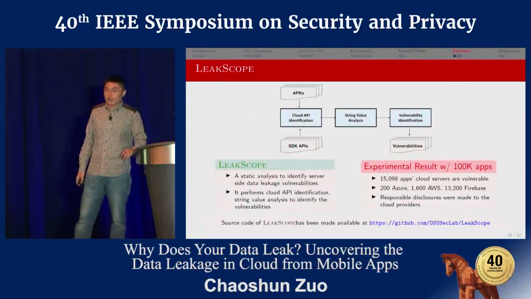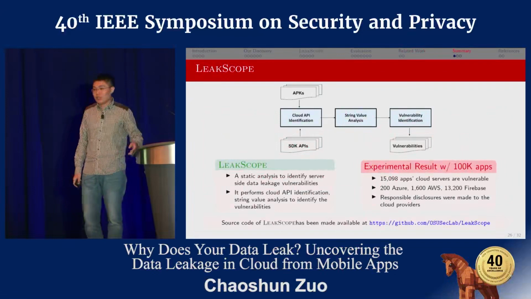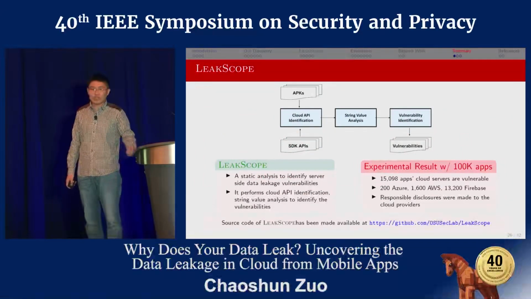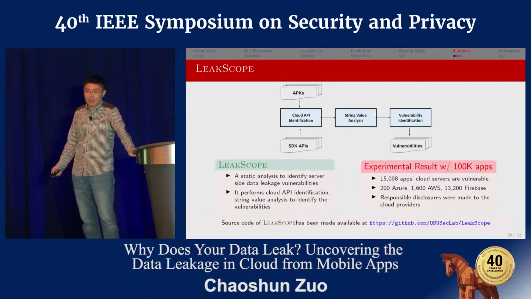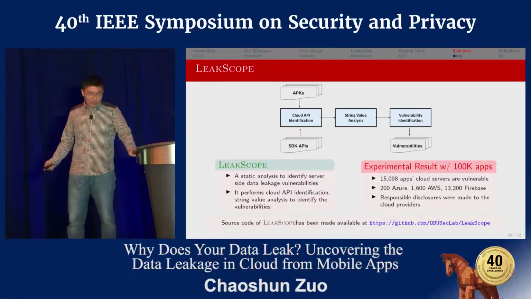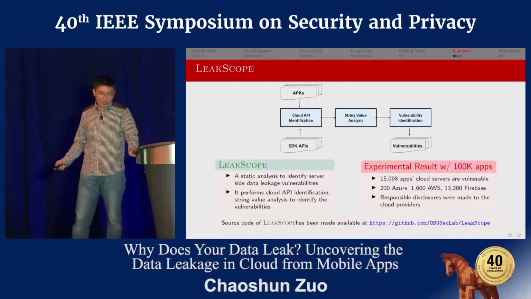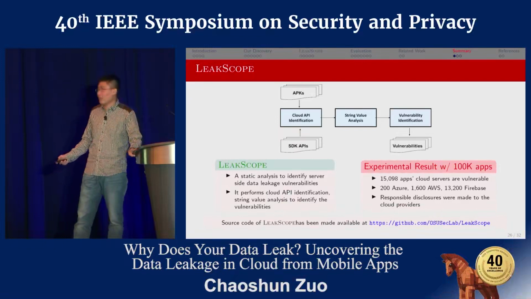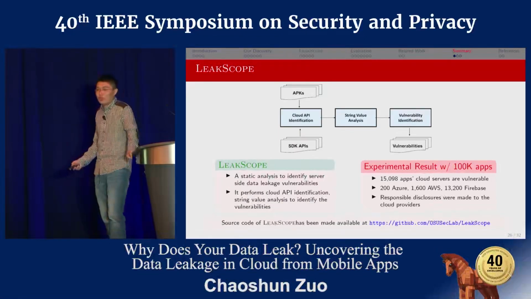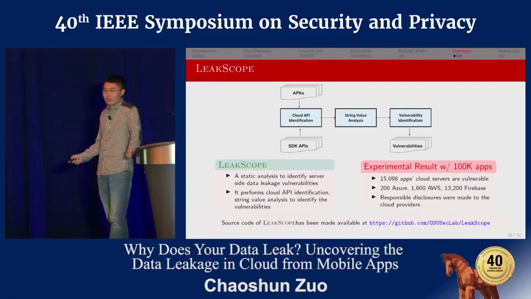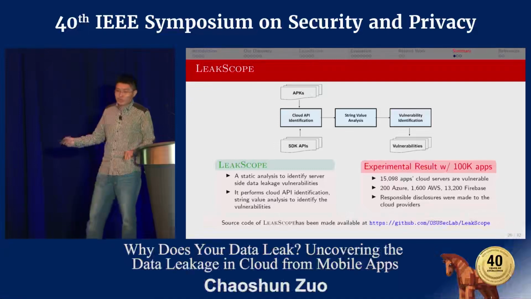To summarize, in this work, we have designed and implemented a static analysis system to automatically detect data leakage vulnerability, by performing cloud API identification, string value analysis, and vulnerability identification. In total, we found more than 15,000 mobile apps are vulnerable. Responsible disclosure was made to the cloud providers. And we have open sourced our system. Please check it on GitHub.